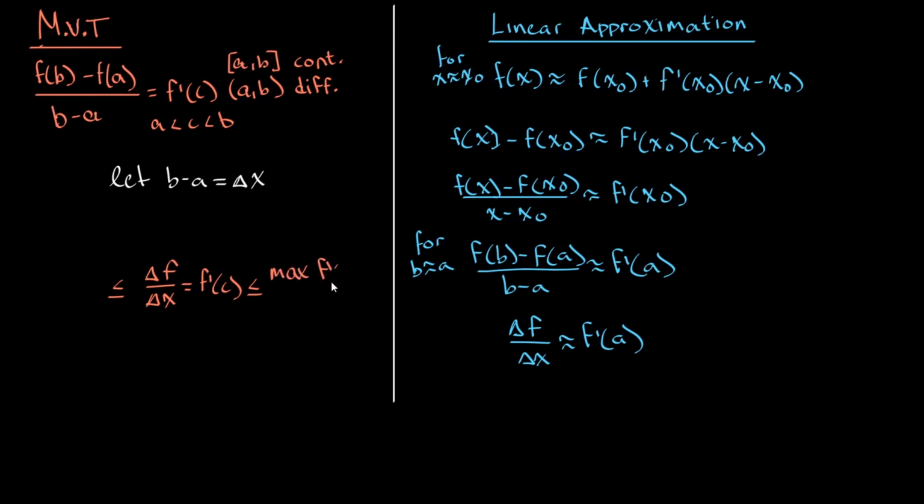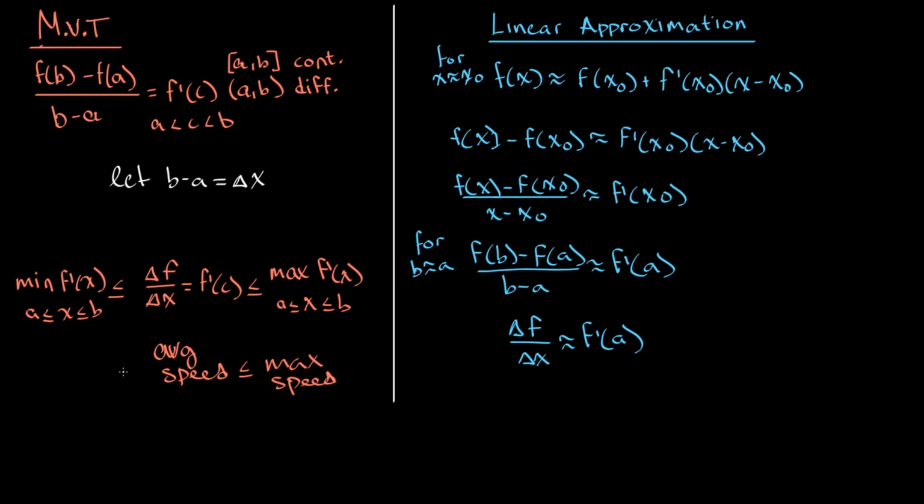So maximum f prime of x, and that's for our full interval. And we have minimum f prime of x over our full interval. And again, this is some mathy notation, but what is it really saying? Well, if we relate it to speed, this is saying that our average speed is in between our maximum speed and our minimum speed. That is all this is saying up here.